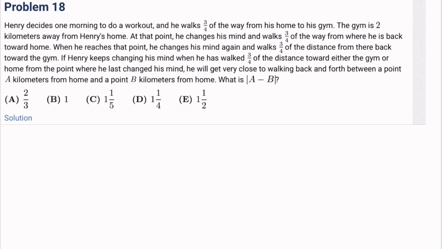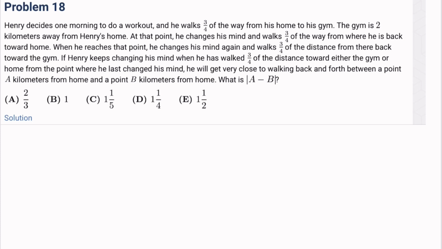Problem number 18. Henry decides one morning to do a workout, and he walks 3/4 of the way from his home to his gym. The gym is 2 kilometers away from Henry's home. At that point, he changes his mind and walks 3/4 of the way from where he is back towards home. When he reaches that point, he changes his mind again and walks 3/4 of the distance from there back towards the gym. If Henry keeps changing his mind when he has walked 3/4 of the distance toward either the gym or home from the point where he last changed his mind, he will get very close to walking back and forth between a point A kilometers from home and a point B kilometers from home. What is the absolute value of A minus B?